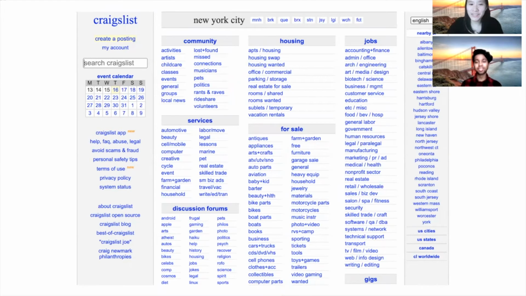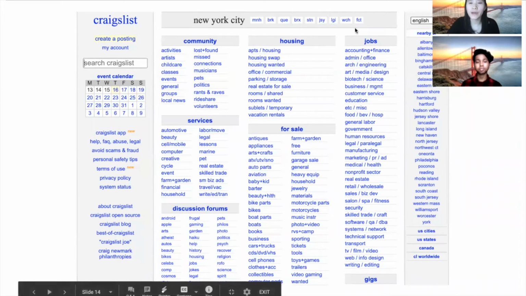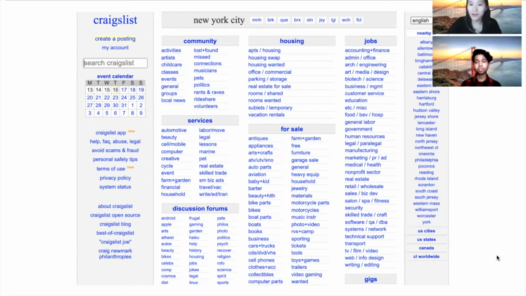Now this is Craigslist, so this is very usable. The user can choose whatever they want very easily. They can choose it by category, they can choose it by location, they can choose it by the date, but this isn't very aesthetic at all. It's quite boring.